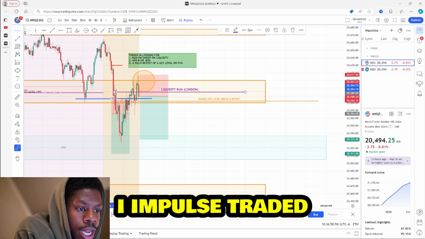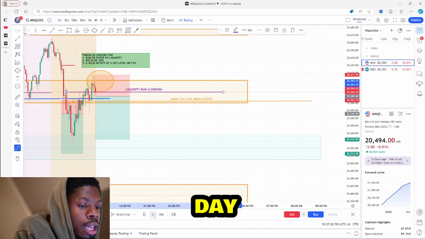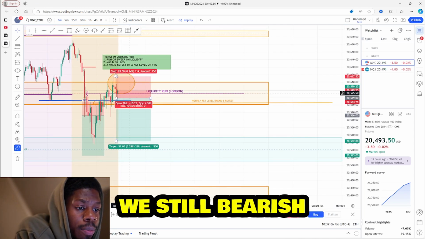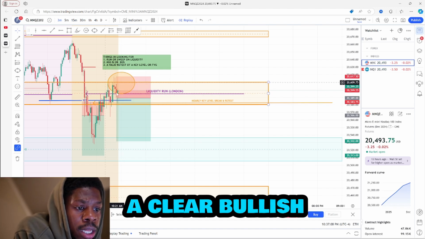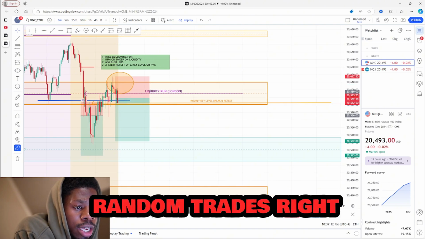I impulse traded and messed up bad today. Almost lost my whole account on the first day. Terrible. But anyway, we're waiting. We're still bearish for the day until we get a clear bullish signal, which I thought I had in here, and why I kept taking those random trades.